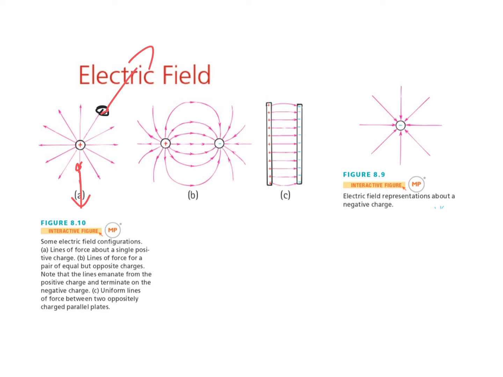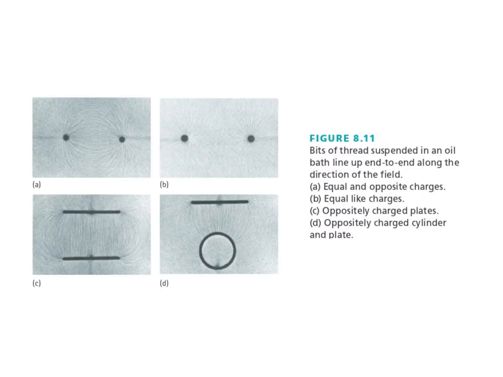Here we have two parallel plates that are oppositely charged. In the center of the plates, we can see that the lines are straight, going straight across. And over here, we can see what I was talking about: if it's a negative charge, the electric field lines are going inward. In this figure, we can see some bits of thread suspended in an oil bath, and these threads line up with the electric field lines.